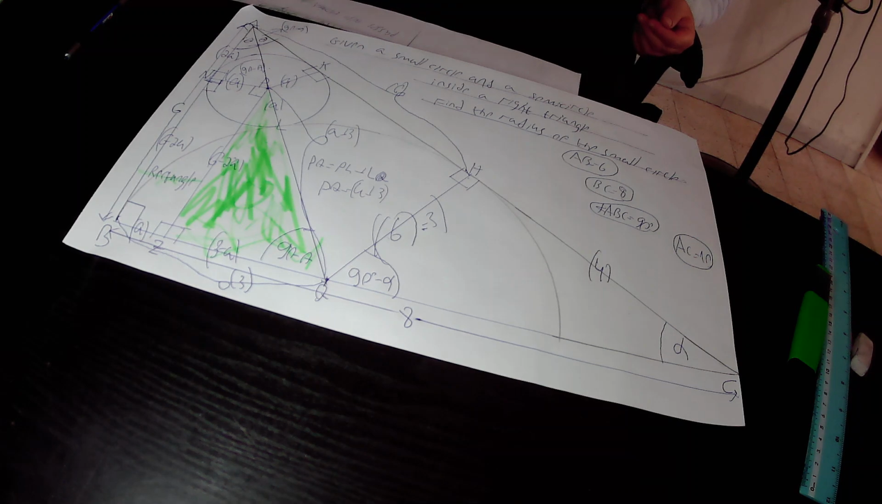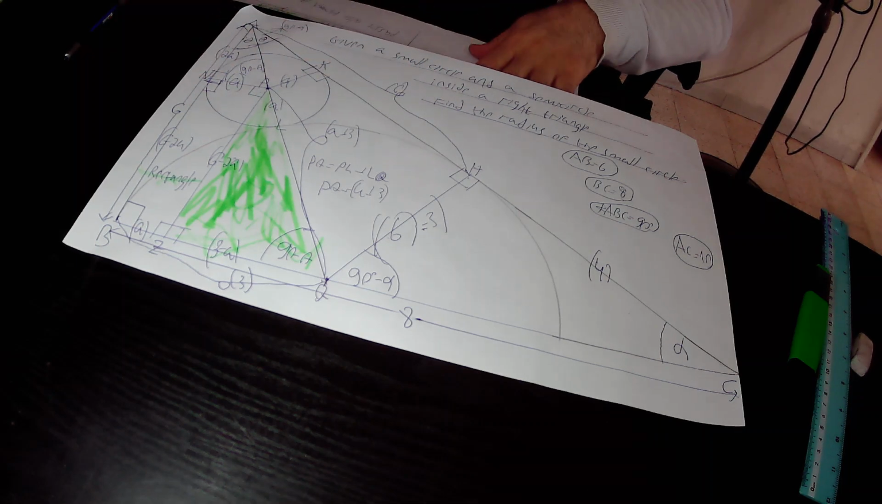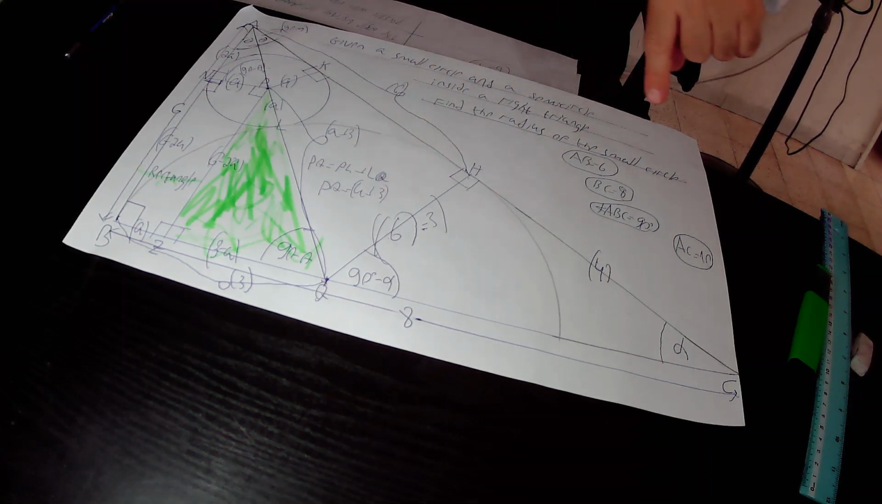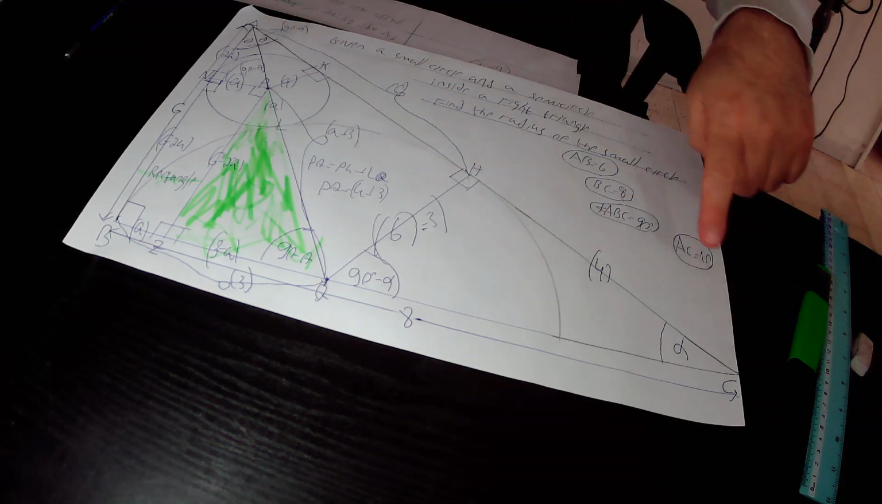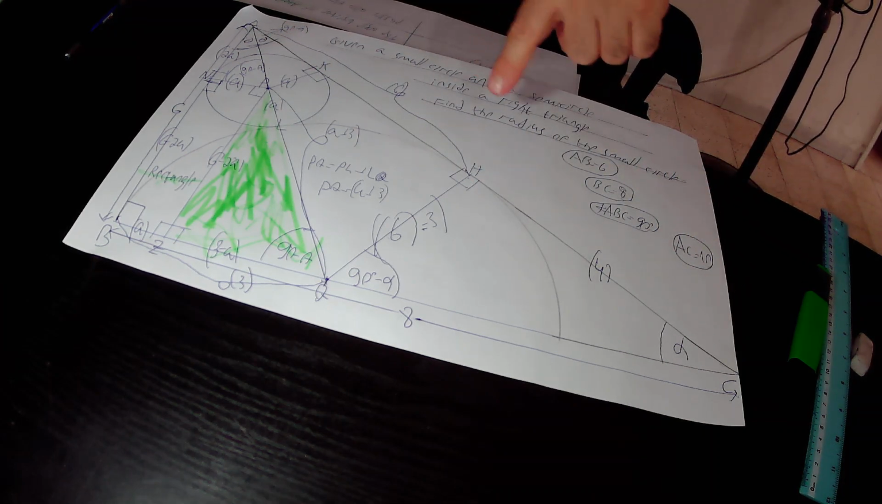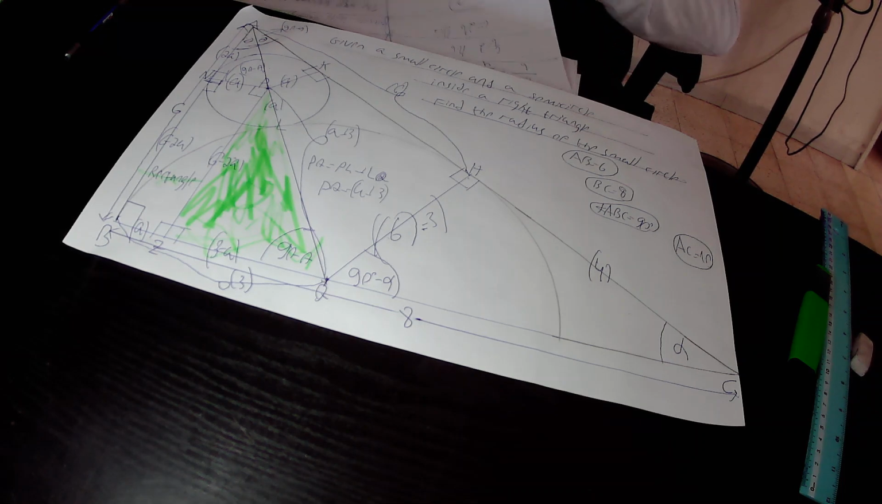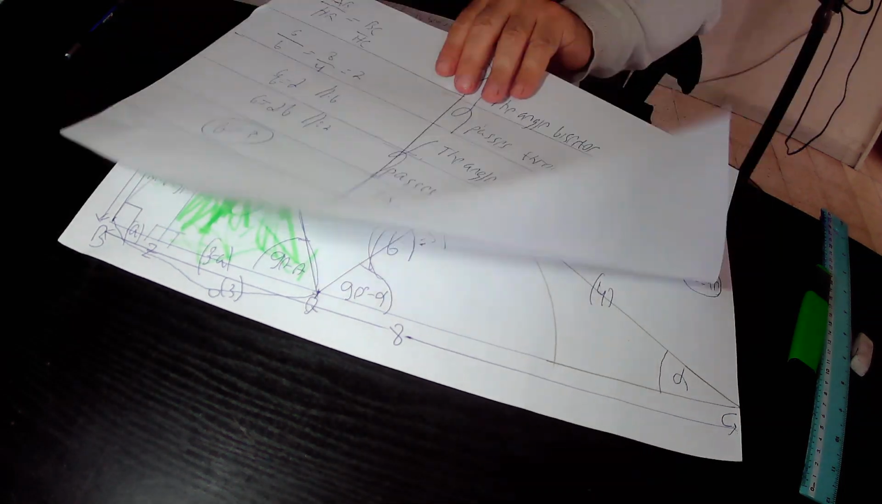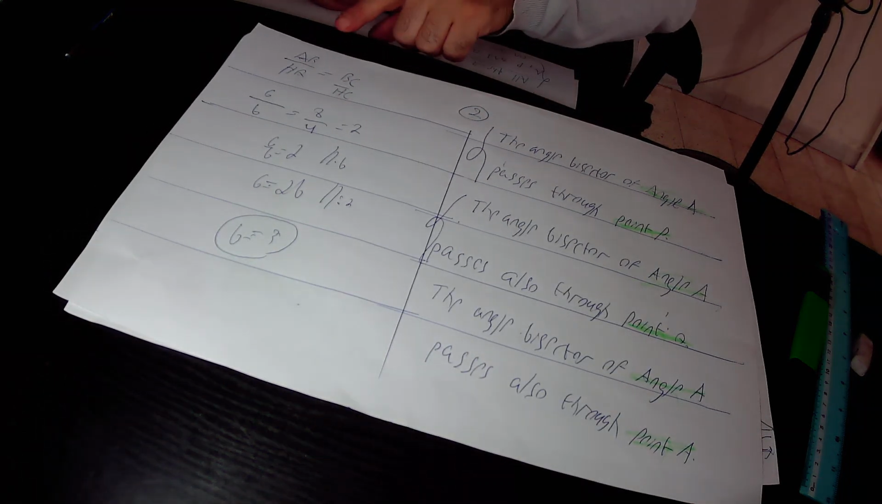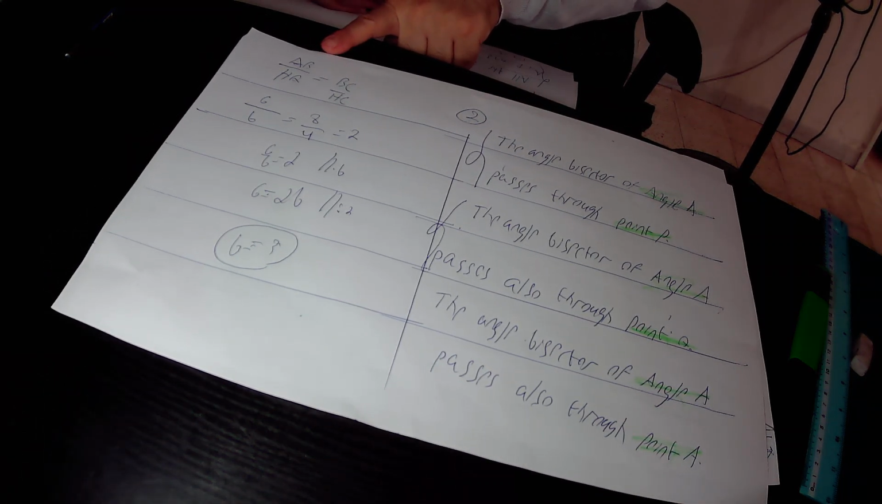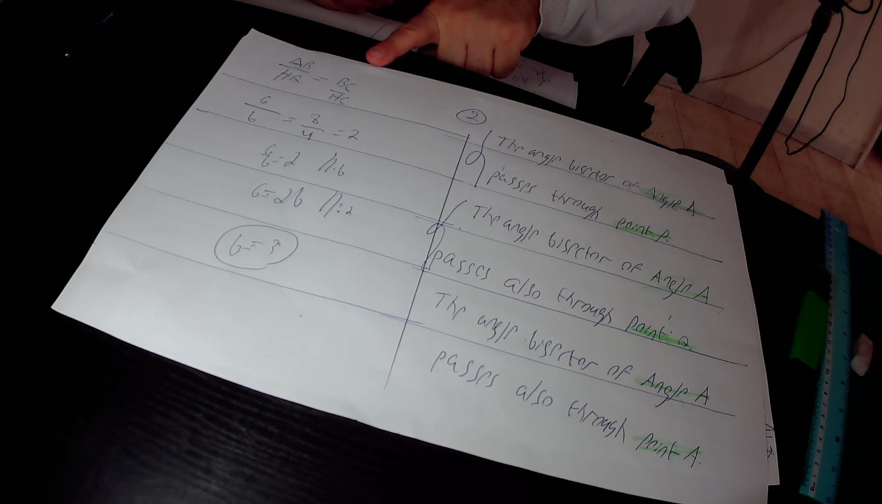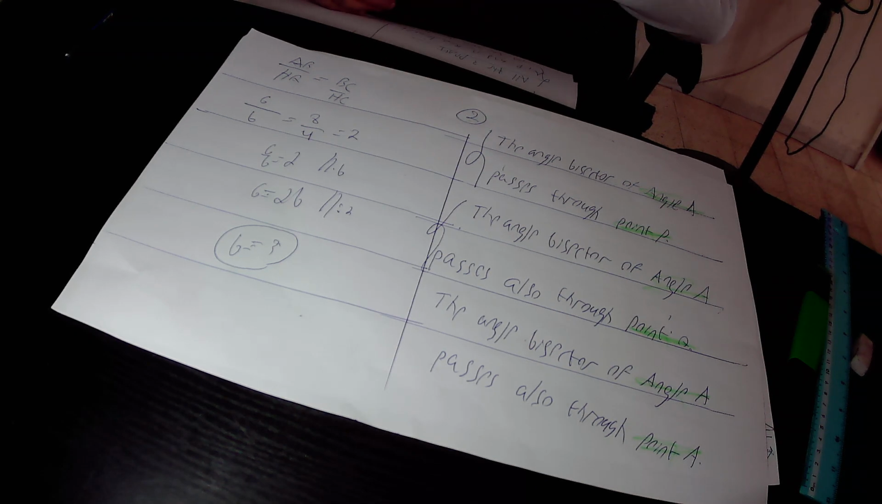And from the fact that the right triangle ABC is similar to the small right triangle HQC, we derive that the following relationship exists between their sides. Side AB in the big right triangle ABC over side HQ in the small right triangle HCQ equals side BC in the big right triangle ABC over side HC in the small right triangle HCQ.